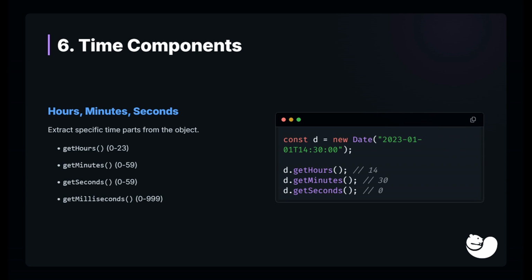If you are building a global application and need to coordinate events across time zones, like a scheduled meeting, you should look into their UTC counterparts, such as getUTCHours, to ensure everyone is referencing the same absolute moment regardless of their location.